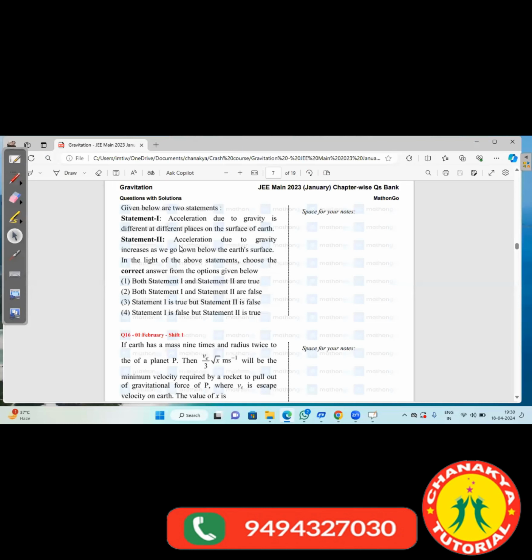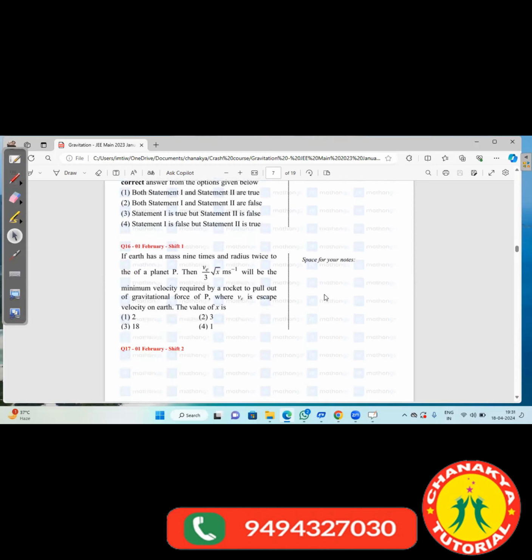Yes. And about the second point, acceleration due to gravity increases as we go down below the Earth's surface. Sir, this is false. Okay, this is false. It increases. So statement one is true, but statement two is false. So that is option 3.